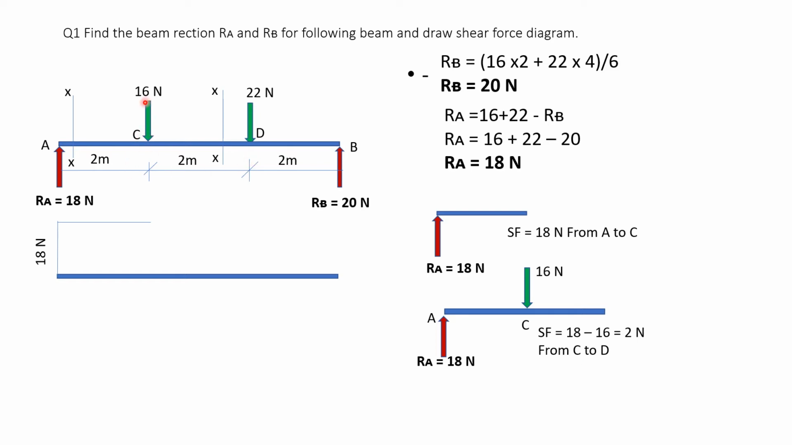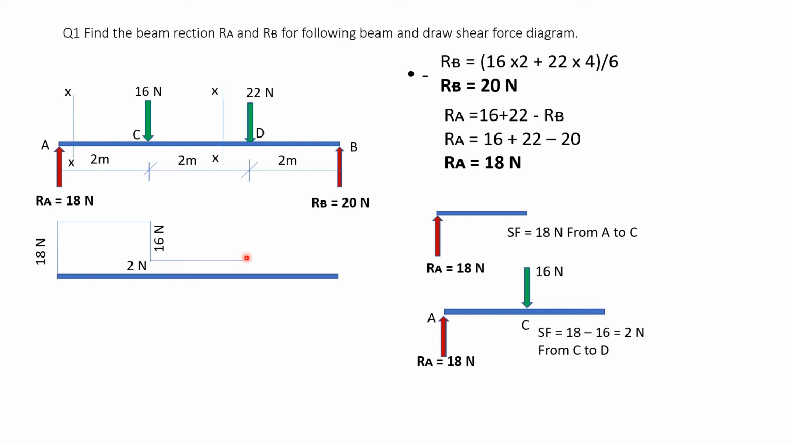So at C, there is a vertical point load coming downward, 16. So here we come down by 16 vertically. Now when I do 18 and this minus 16, the 2 is the balance remaining here, so 2 Newton. And from C to D, everywhere it is 2. So this is a horizontal line of 2 Newton from C to D.